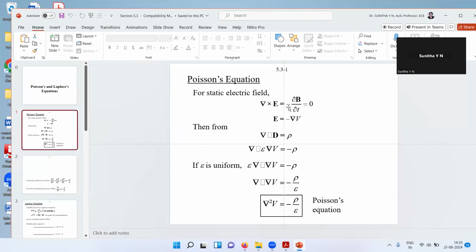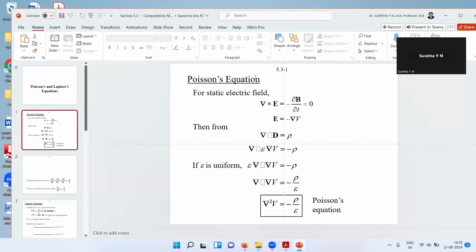Curl of E represents the rotation of E. We know that an electric field will not rotate. You will not see it rotating; you can see it expanding or contracting, whereas rotation you will not find. So a static electric field cannot rotate, and the curl of E is always 0. The electric field we can also express as a function of the gradient of V, so the equation is E is equal to minus del V.